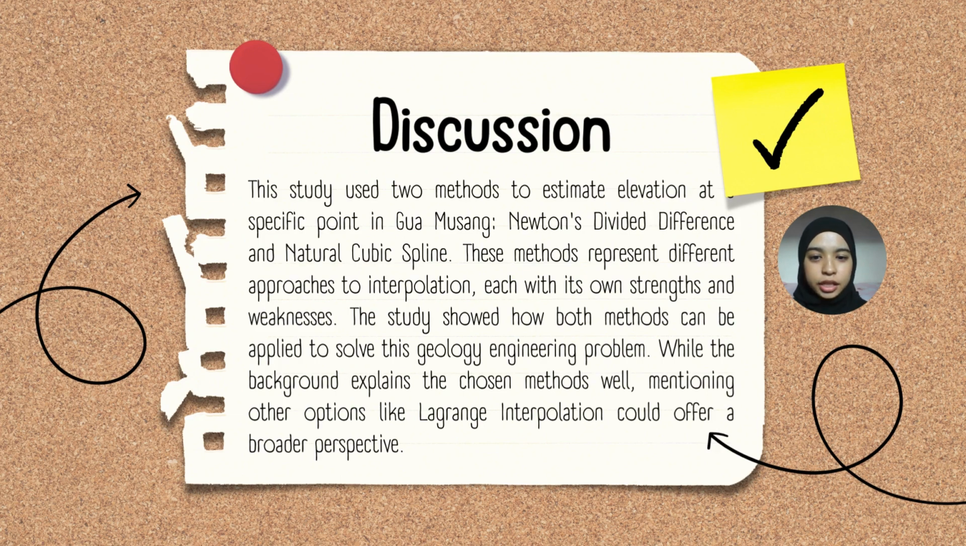In the discussion, the study used two methods to estimate the elevation at a specific point in Gua Musang, which are Newton divided difference and natural cubic spline. These methods represent different approaches to interpolation, each with its own strengths and weaknesses. The study shows how both methods can be applied to solve this geology problem. While the background explains the chosen method well, mentioning other options like Lagrange interpolation could offer a broader perspective.